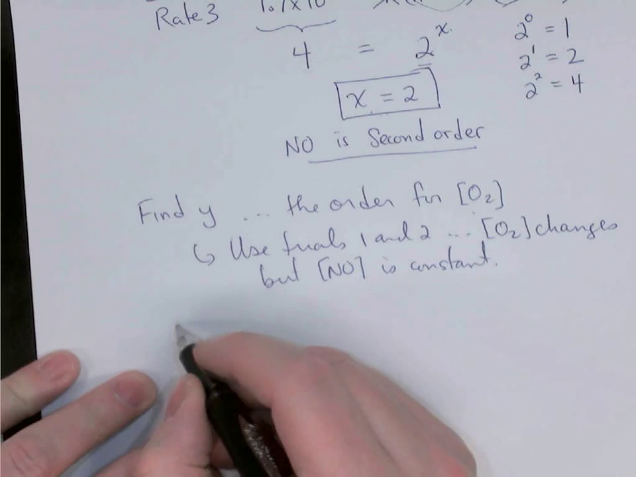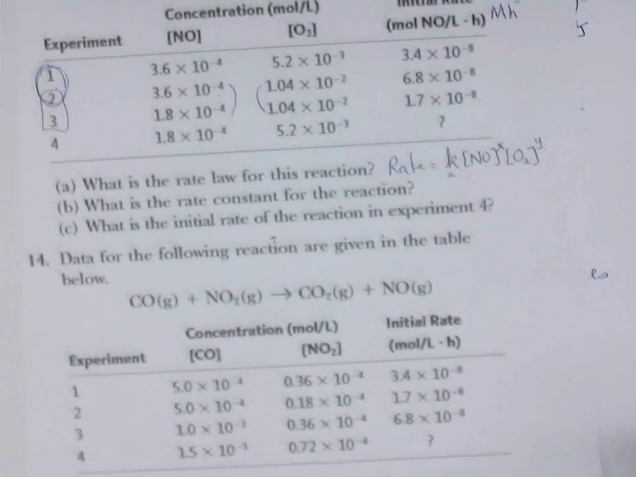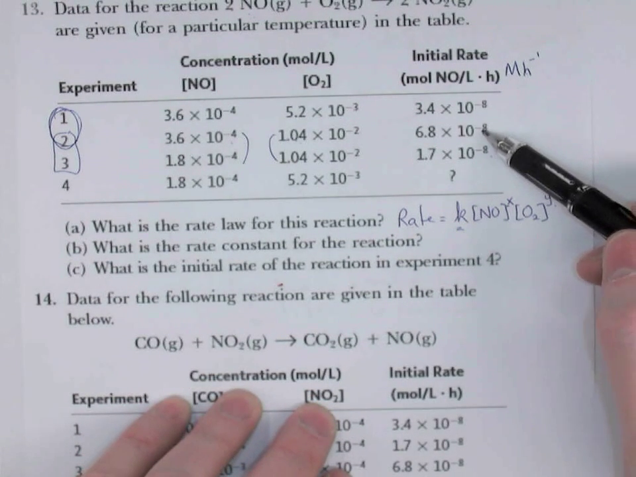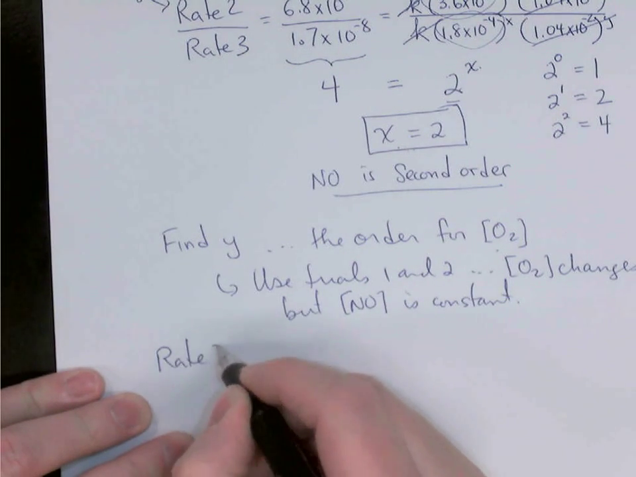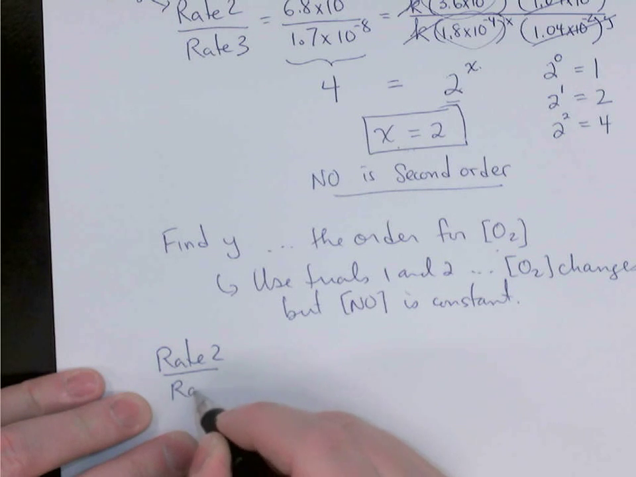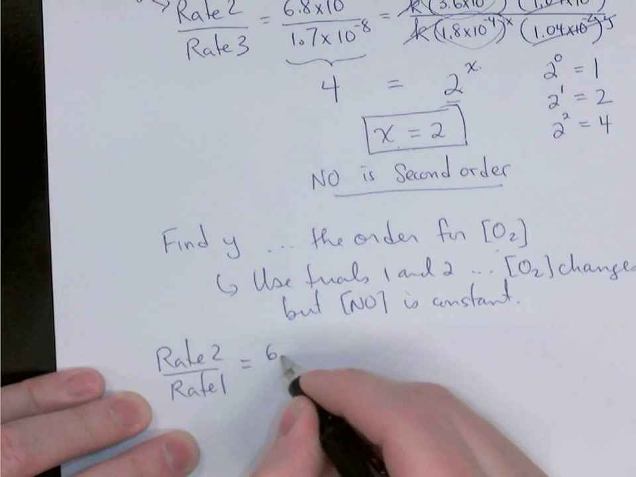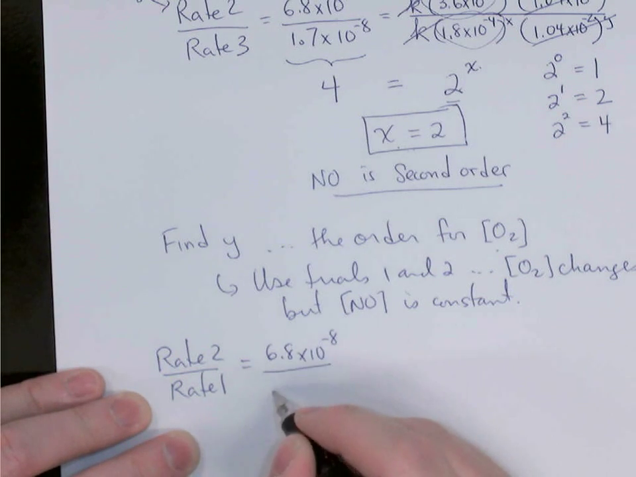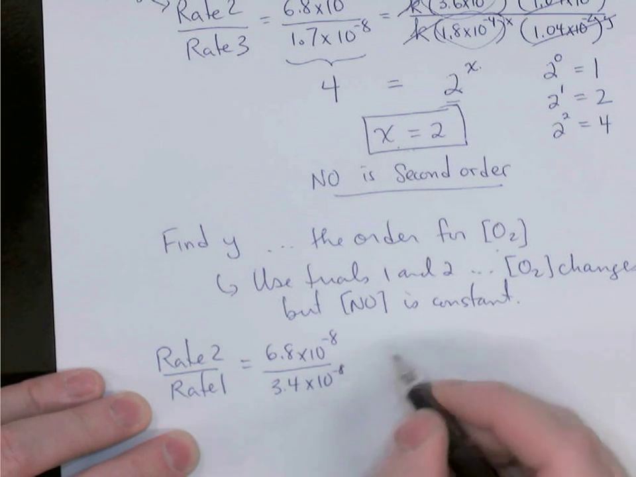So we looked at the rates in our table for rate 1 and rate 2, and we noticed that rate 2 is the larger rate. Rate 2 is larger than rate 1. So I'm going to take rate 2, the larger rate, and divide by rate 1, the smaller rate. And using the numbers from the table, 6.8 times 10 to the minus 8 molarity per hour divided by 3.4 times 10 to the minus 8 molarity per hour.